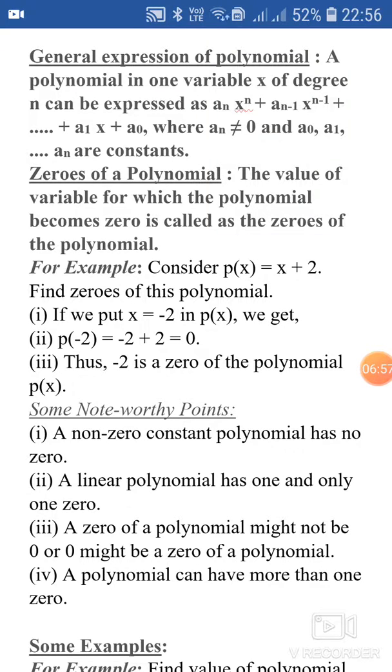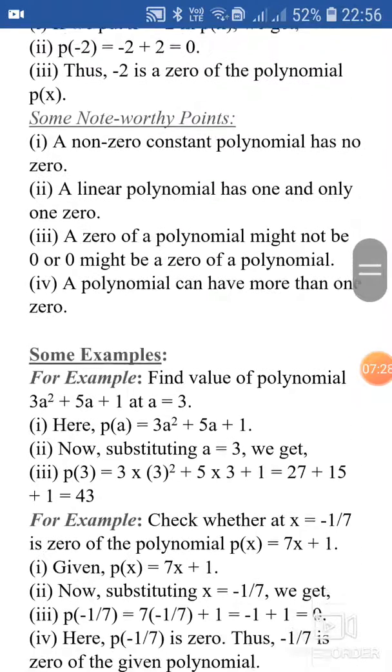Now zeros of the polynomial. Zeros of the polynomial means we have to find the values of the variable for which the polynomial is zero. If we take one expression or polynomial, that is x plus 2, we have to put this polynomial equal to 0. So x plus 2 equals 0. The 2 is plus on the left hand side. When it goes to the right hand side, it will become minus 2. So the x value will become minus 2. That value of the variable is known as the zero of the polynomial.